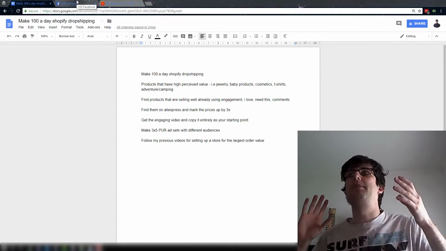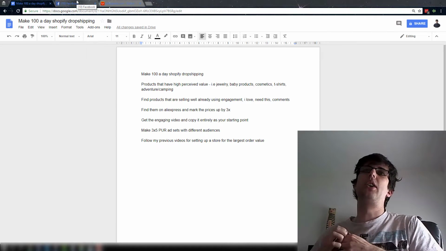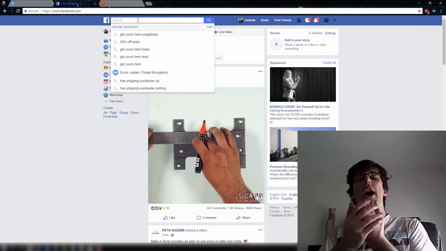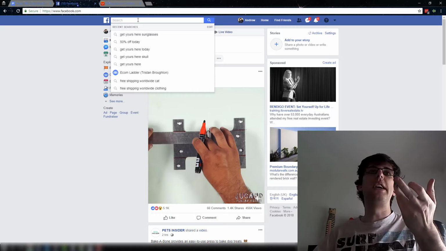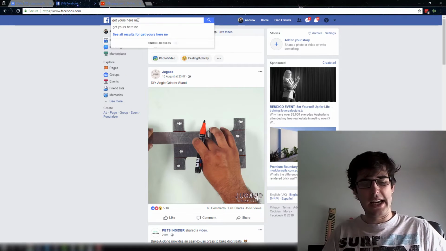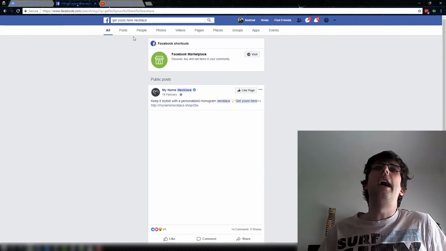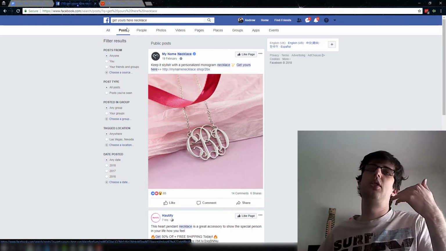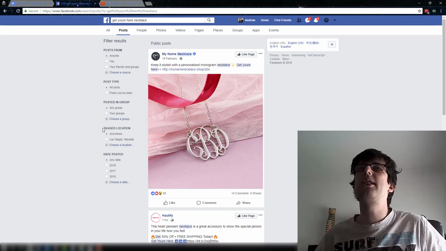All right, so I'm doing this completely live. I don't know what I'm looking for, but I'm going to look for something along the lines of jewelry, because jewelry has a high perceived value. I mainly use Facebook for this. So if I put in "get yours here necklace," these will be mainly images, because jewelry doesn't really need a description or a video on how it works.